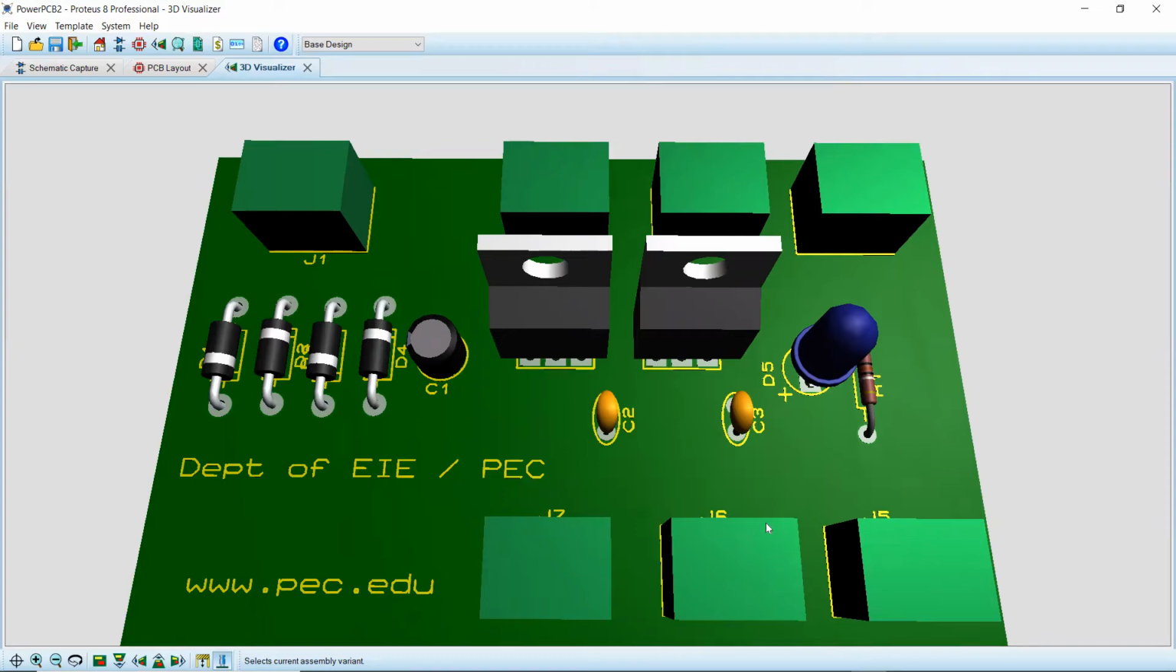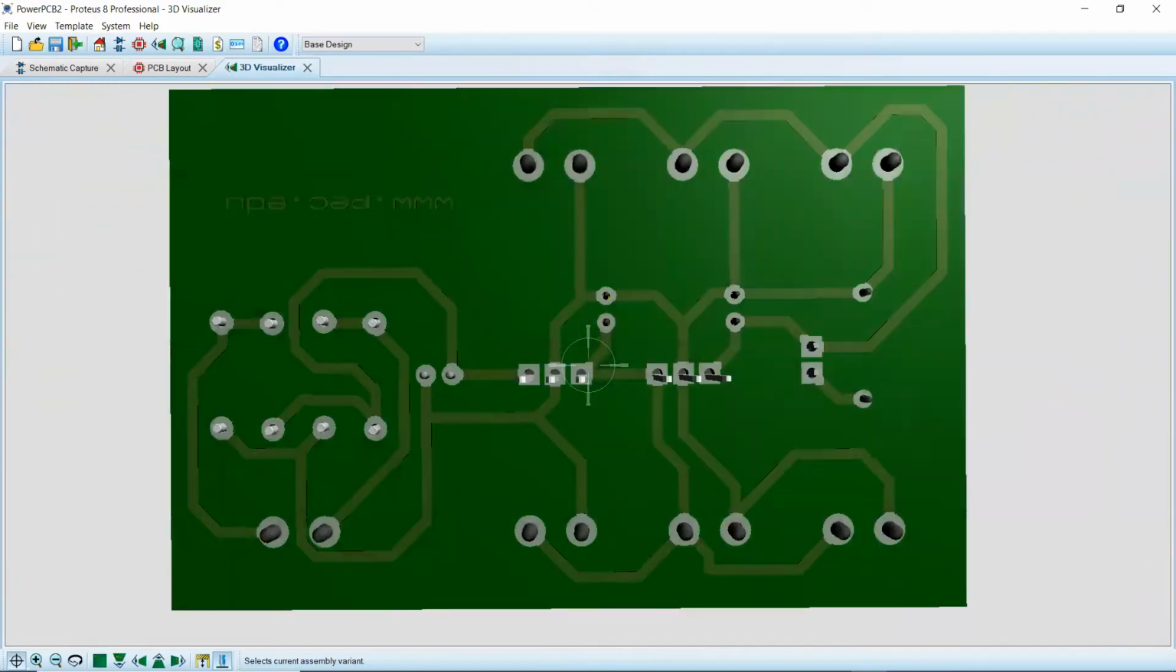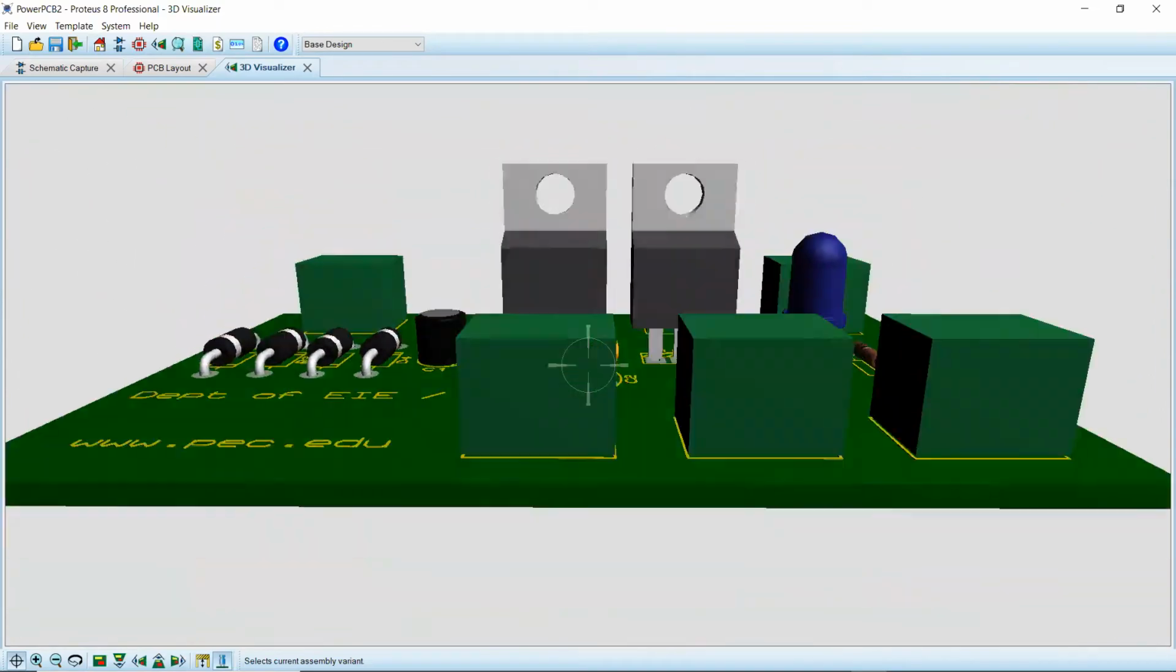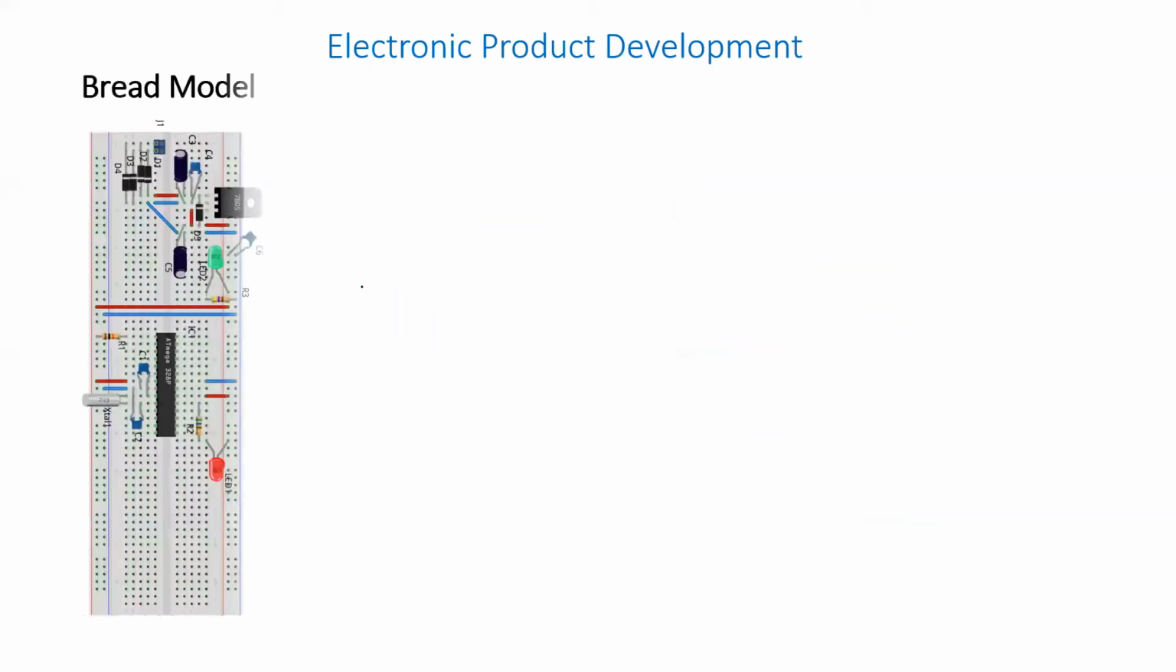The topic of today's discussion is how to design a PCB, or a printed circuit board. We will see the basics of printed circuit board design in this class. In electronic product design and development, we normally validate the functionality of the product by using a breadboard model, where we physically verify the functionality.